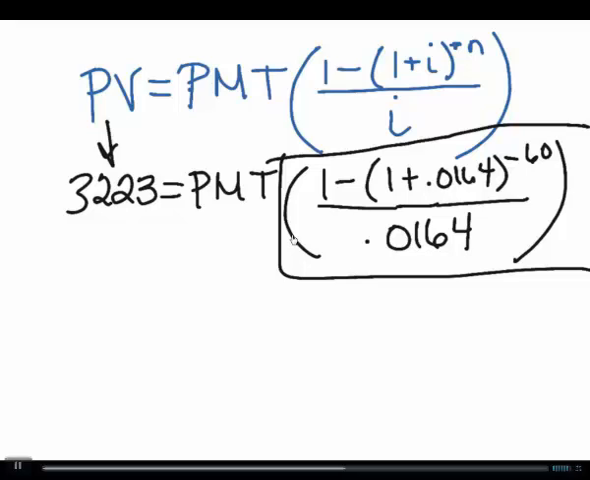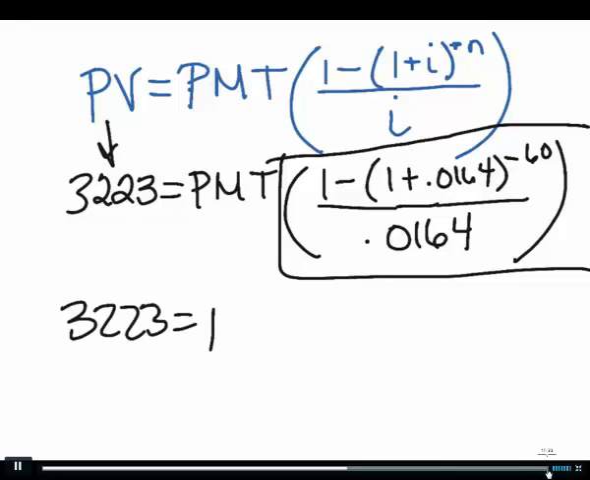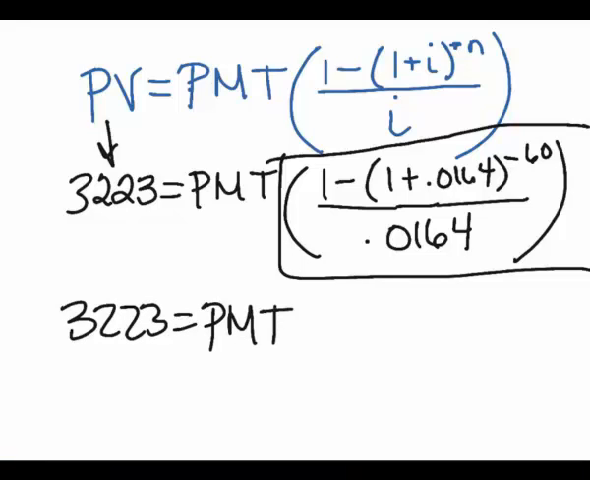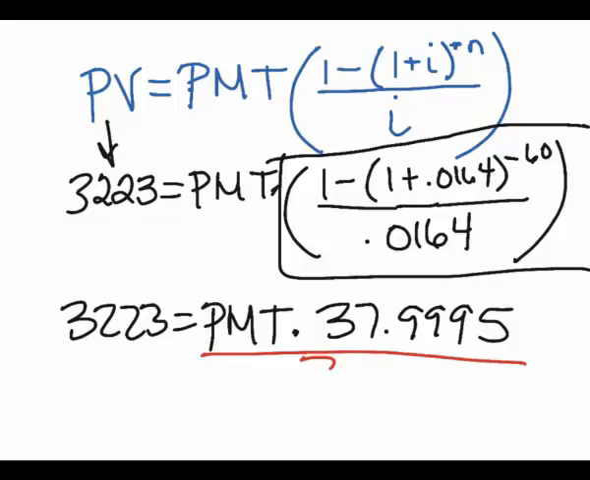Okay, and I get, let me bring this down here. This is the payment times this value, right? That's multiplication because there was no symbol in between. So I get 37.9995 around there. 37.9995. Three nines, yeah. Okay. So if you're trying to find your payment, which is being multiplied by this value, we're going to go ahead and divide both sides by 37.9995.